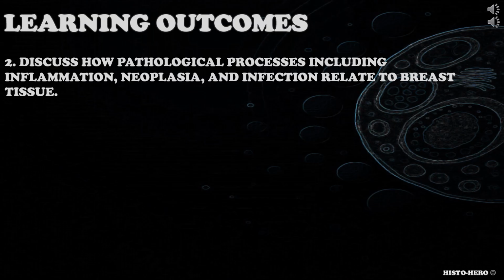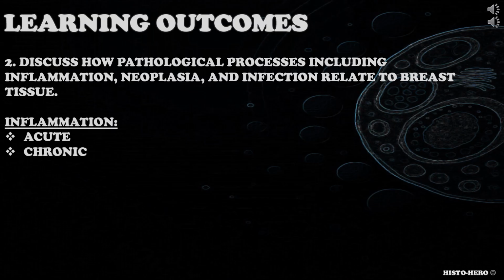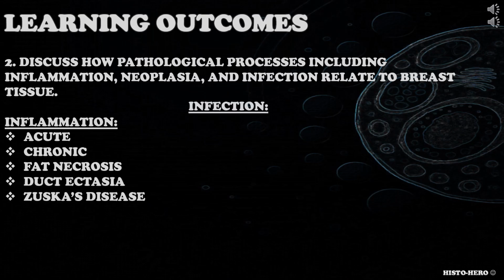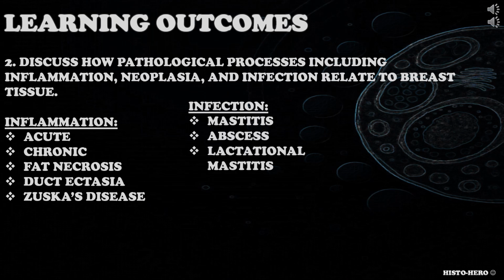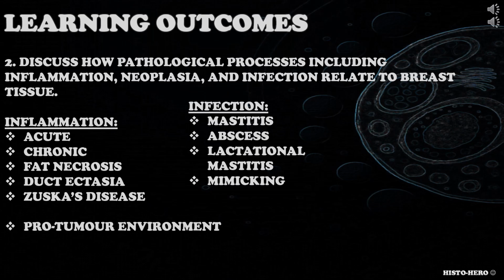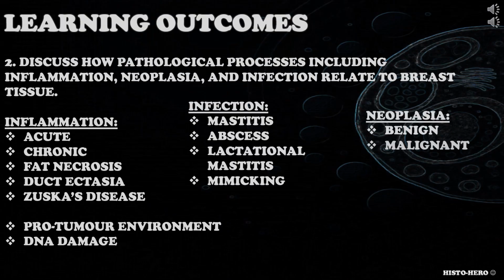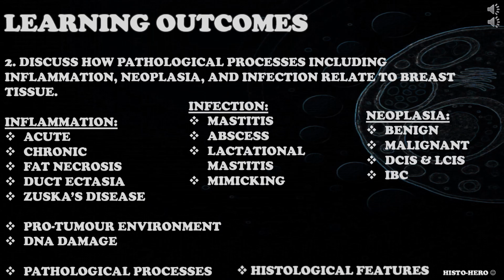Candidate could consider inflammation and its acute and chronic form leading to tissue damage, inflammation and its association with fat necrosis, duct ectasia and Zuska's disease. Infection of breast tissue or mastitis, leading to formation of abscesses, the most common being lactational mastitis, and infections mimicking neoplasia. Infection and inflammation leading to a protumor environment and DNA damage. Neoplasia and its benign and malignant forms, DCIS and LCIS, IBC, or inflammatory breast cancer. Candidate could consider pathological processes and histological features of inflammation, infection, and neoplasia.